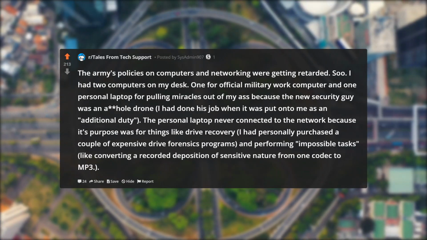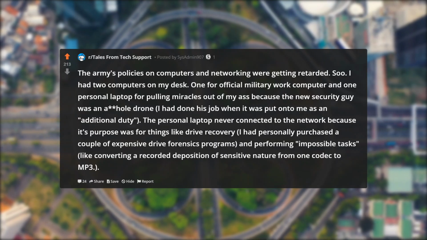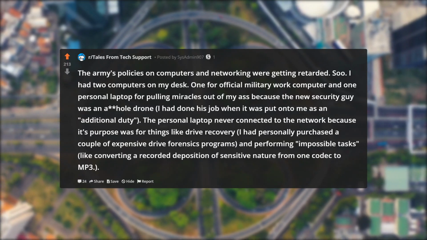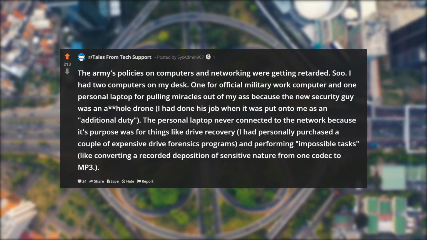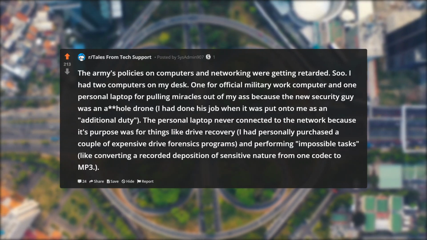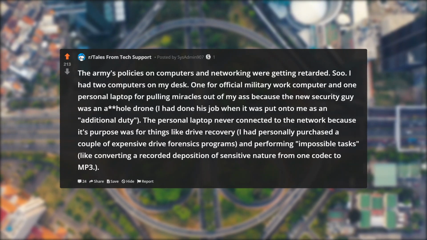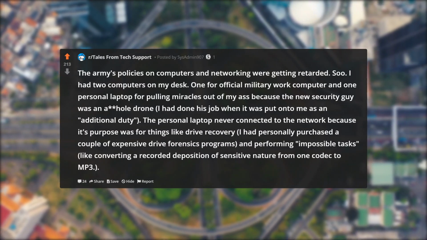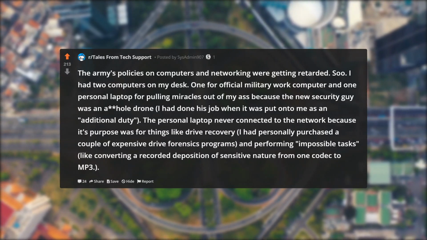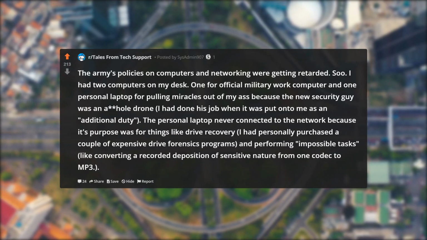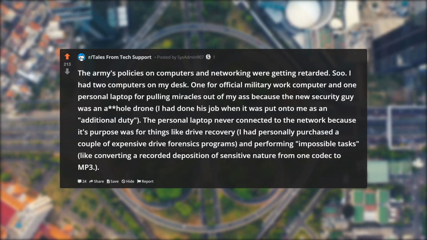The Army's policies on computers and networking were getting ridiculous. So, I had 2 computers on my desk. One for official military work, and one personal laptop for pulling miracles out of my ass, because the new security guy was in a whole other zone. I had done his job when it was put onto me as an additional duty. The personal laptop never connected to the network because its purpose was for things like drive recovery.